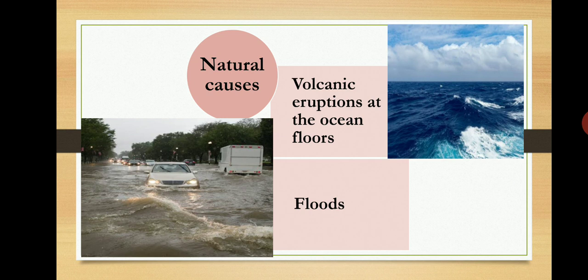Natural causes include volcanic eruptions at the ocean floors. Earlier we saw that volcanoes can erupt on Earth, but there are also mountains under the sea. We have a sea floor, and over there also these volcanic eruptions happen. They release a lot of pollution at that time. They pollute the seas. So volcanic eruptions at ocean floors are a natural cause.